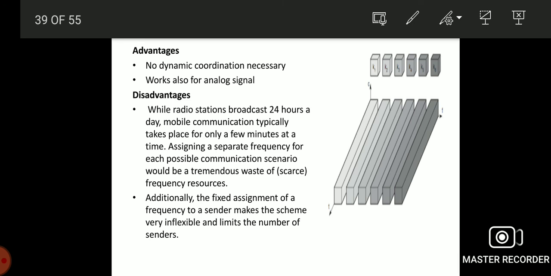So in this lecture, we covered the complete discussion of multiplexing in the different categories of space division multiplexing and also frequency division multiplexing.